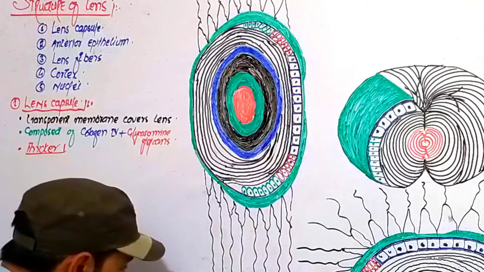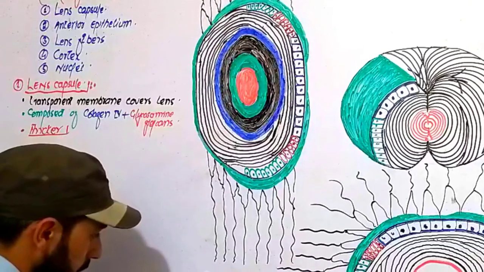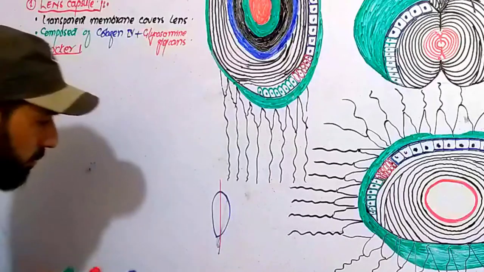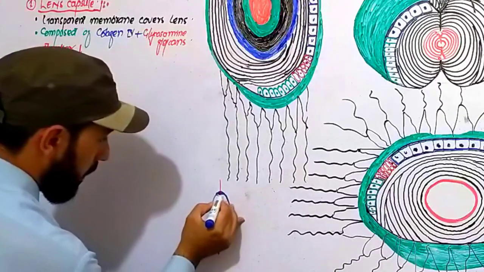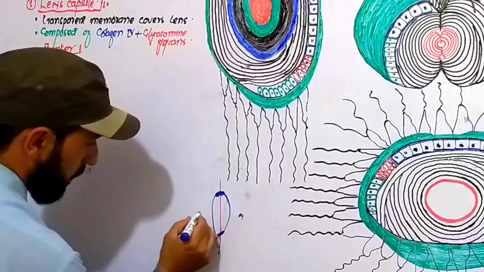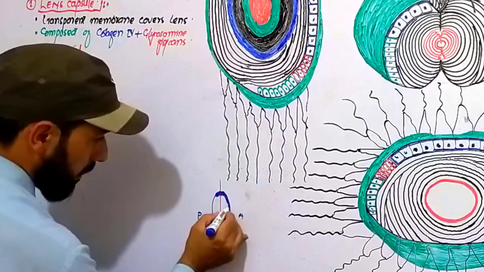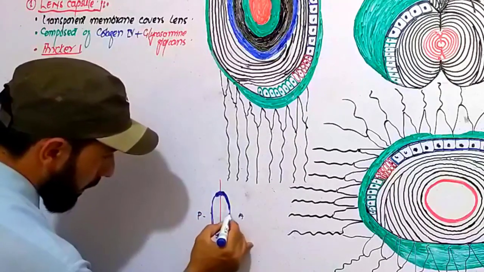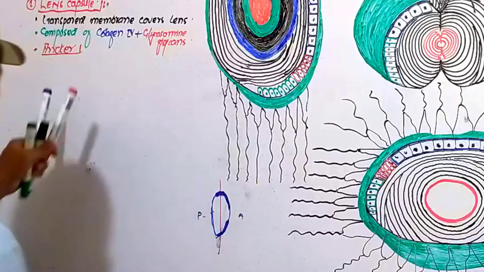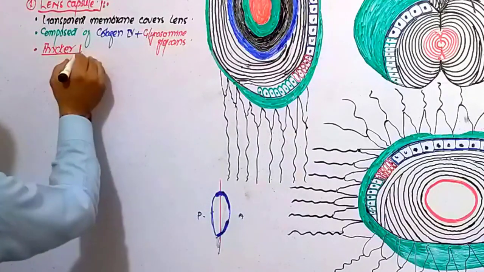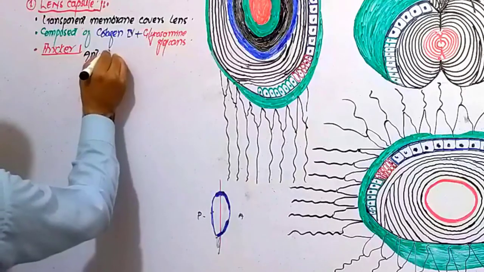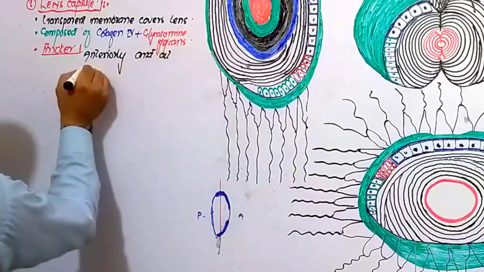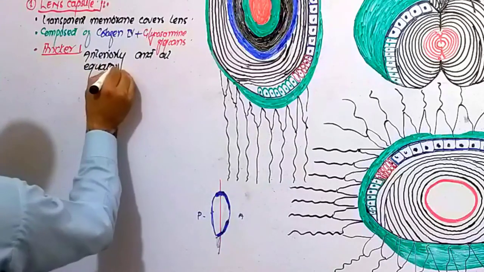As this is your lens, right? I had told you, my dear friends, this is your lens and this is the equator line, right? So these parts of the lens are called the equator parts. This is the anterior and this is the posterior. So anteriorly your lens is thicker, and posteriorly and at equators the lens is thinner. So at which points is it thicker? It is thicker anteriorly and at equator, right, at equator.